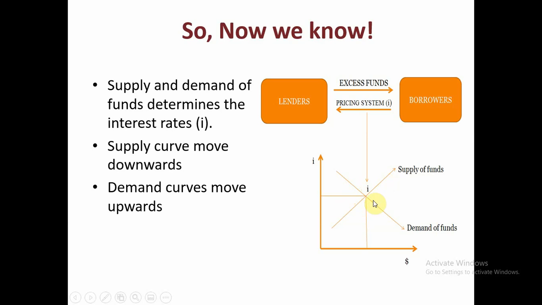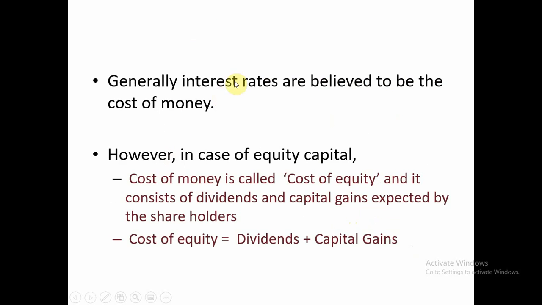So this way, the directions of the curve change over the time period with the change in supply and demand. So if these curves move upward, then the interest rate will increase. If the equilibrium point shifts to the downside, then the interest rate will decrease. So generally, interest rates are believed to be the cost of money.